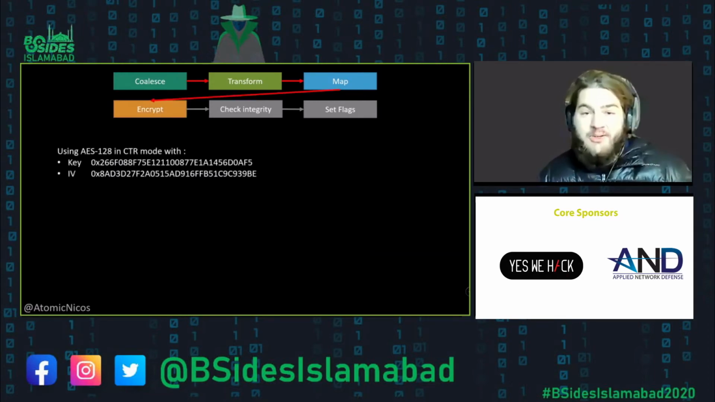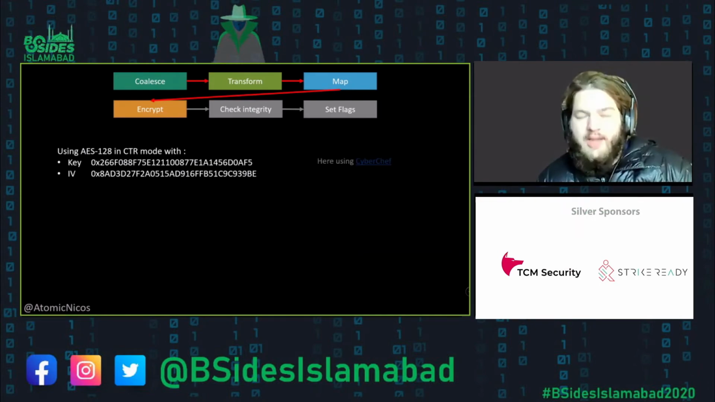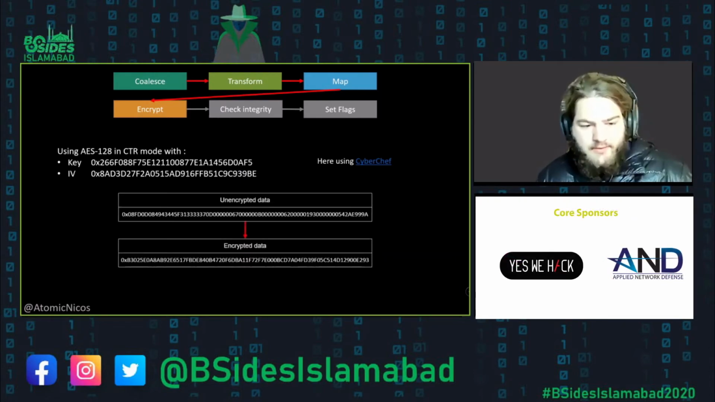So let's go to encryption. So for example, we could use AES 128-bit in CTR mode. Fun. So here's some keys and some IV initial vectors. And I use CyberChef because fun. So your unencrypted data turns into this. Fun also.